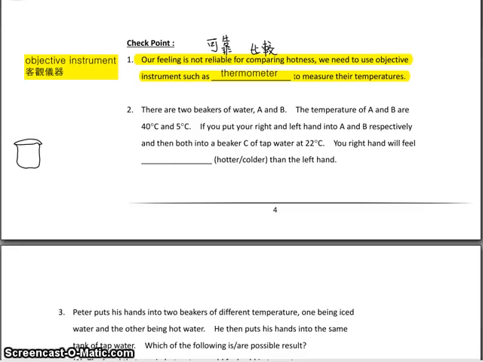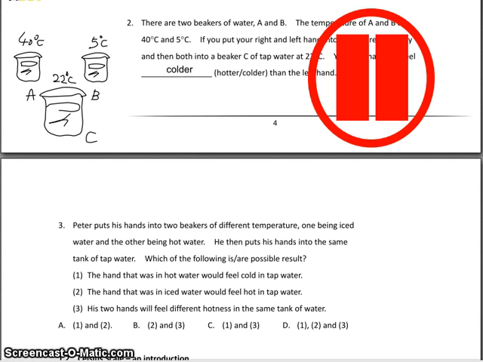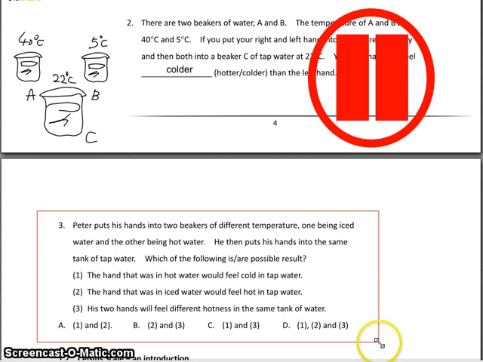There are 2 beakers, A and B, and their temperatures are 40 degrees Celsius and 5 degrees Celsius. Now you put your right hand into beaker A and left hand into beaker B, and then put both hands into beaker C, which is at 22 degrees Celsius. Now your right hand, which was in beaker A, what will it feel when it is in beaker C? It should feel colder than the left hand. And I'll pause the video, so try question 3 before you move on.